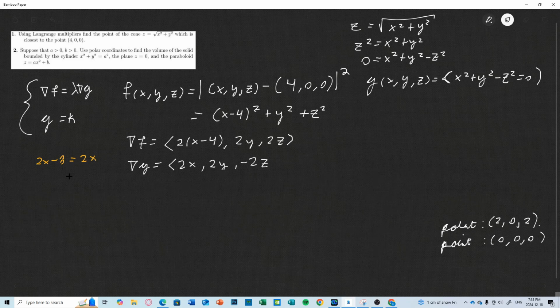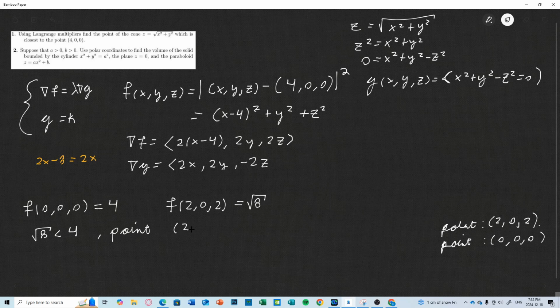So now that I've cleared up some space, we're going to find f of 0, 0, 0 by putting it into the original equation, which will give us a 4. And then we're going to find our f of 2, 0, 2, which gives us square root of 8. Because this equation is the squared version of all of them, meaning this would be 16 and this would be 8. But since we want our regular version, it's just going to be 4 and square root 8. And since square root of 8 is less than 4, the point of 2, 0, and 2 is the closest to the point.